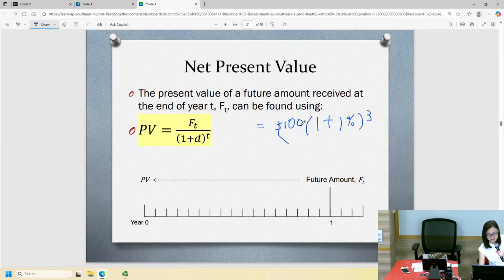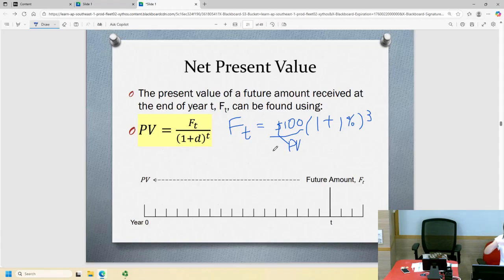So this is the future amount of money. In the future, 3 years later, you can get this amount. And this $100 is the present value. Okay, it's the present value. So this 100 is the present value.